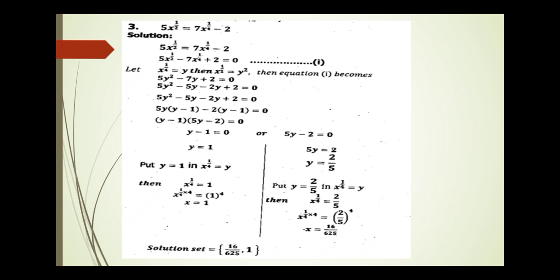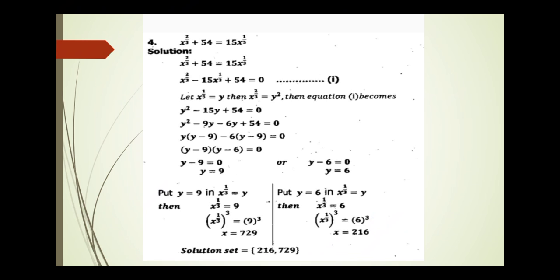Now y was x^(1/4). Putting values back, x^(1/4) is equal to 1. Taking power 4 on both sides, 4 will cancel with 4, x will be alone, equal to 1^4, and the answer is 1. In the same way, here x^(1/4) is equal to 2/5. Taking power 4 on both sides and getting the answer. Very easy to get the answer. Hope you understand it.